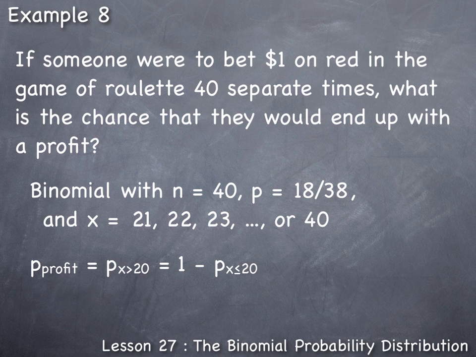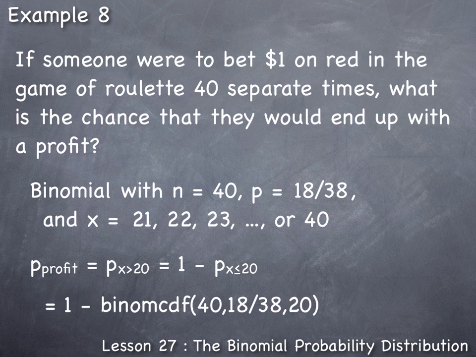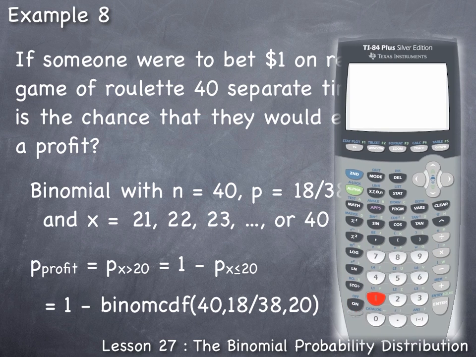So on the calculator, we can take 1 and subtract the binom CDF command using n equals 40, p equals 18 out of 38, and x equaling 20. So on the calculator, we would go 1, subtract, and then second, distr, to get to the binom CDF command. Press enter to select, enter in the 40, comma, the 18 divided by 38, comma, 20, close parenthesis, enter.